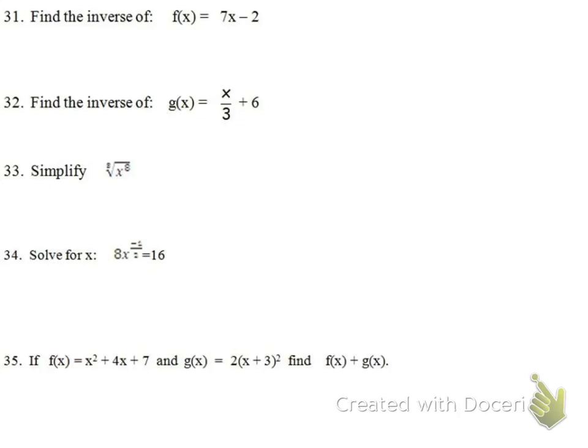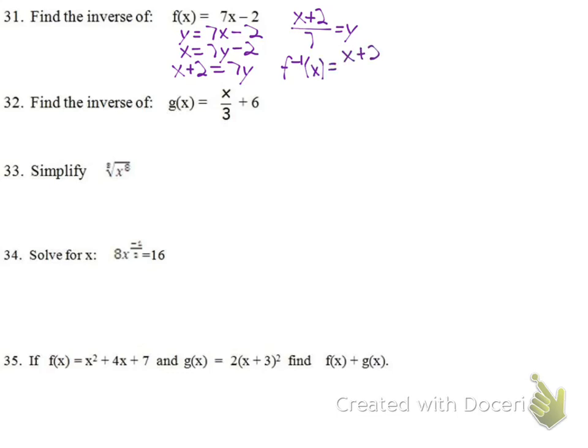Now on to 31, we need to find the inverse. Whenever we find the inverse of a function, we can always write it in terms of y and x. To find the inverse, we switch the x and y, and we resolve it so y is by itself. So in this case, I get x equals 7y minus 2. I would add 2 to both sides. I would then divide both sides by 7, and I would get x plus 2 over 7 equals y. So the inverse would be x plus 2 over 7.